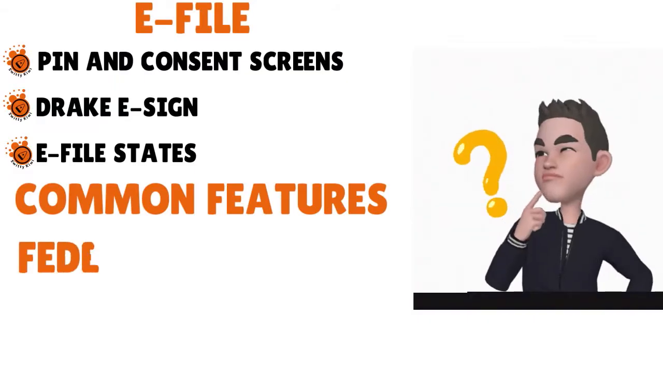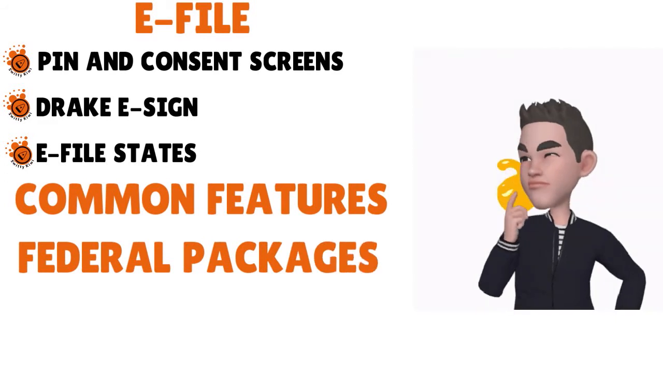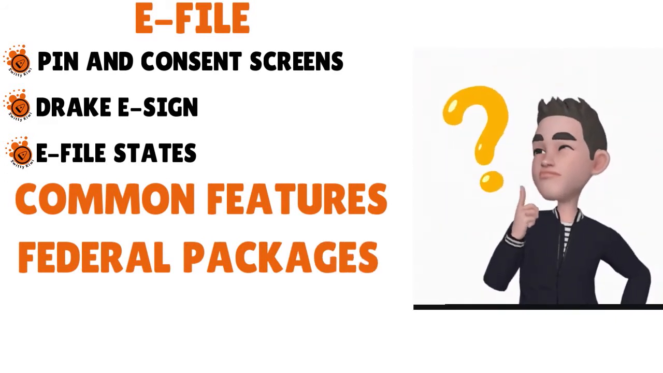Now, you have the federal packages. You can prepare any type of return at the federal level with Drake. You have the Form 1040 series, and those are clustered. Those are categorized very neatly, so you are able to move from one category, or one series, to another.